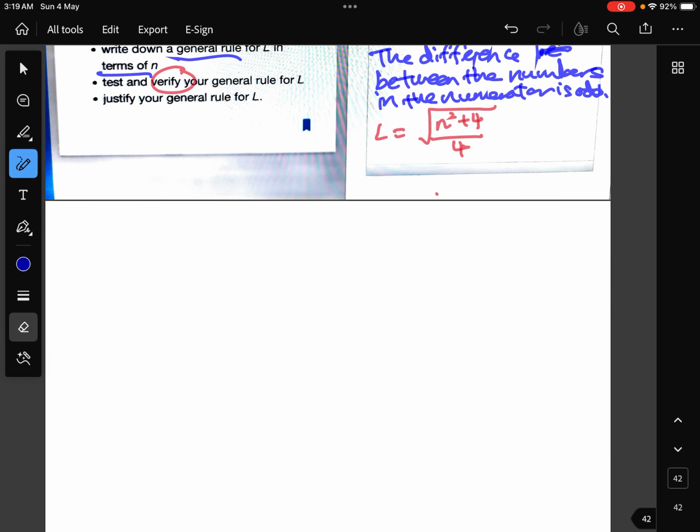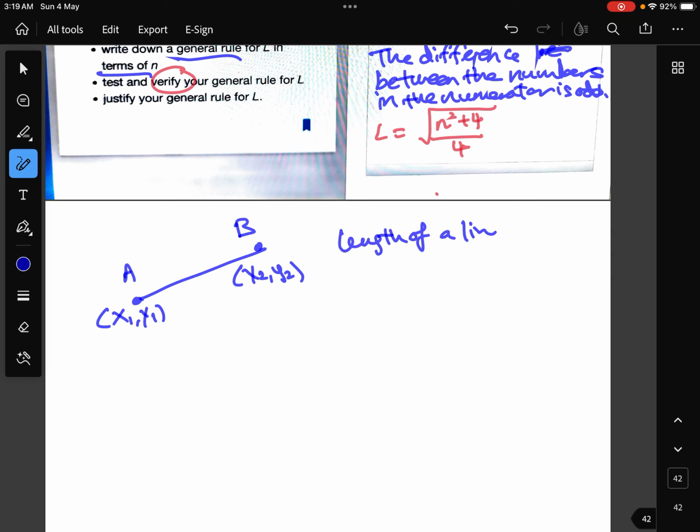So I want to show you something first. Now we know that the length of a line, if you have 2 points here, let's say if we have this to be x1 and y1, this is x2 and y2. Now we know that in order for us to find the length of a line, there is a formula for this, which is basically taking x1 minus x2 squared plus y1 minus y2 squared. Now this is something obviously you have learned to find the length of a line.